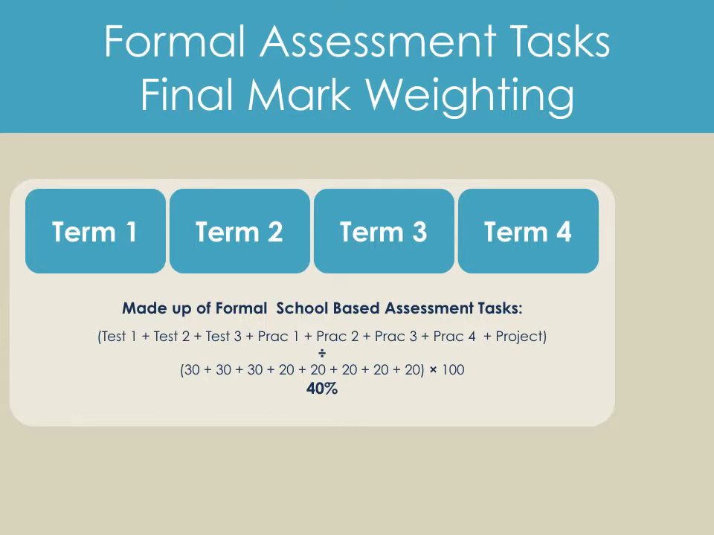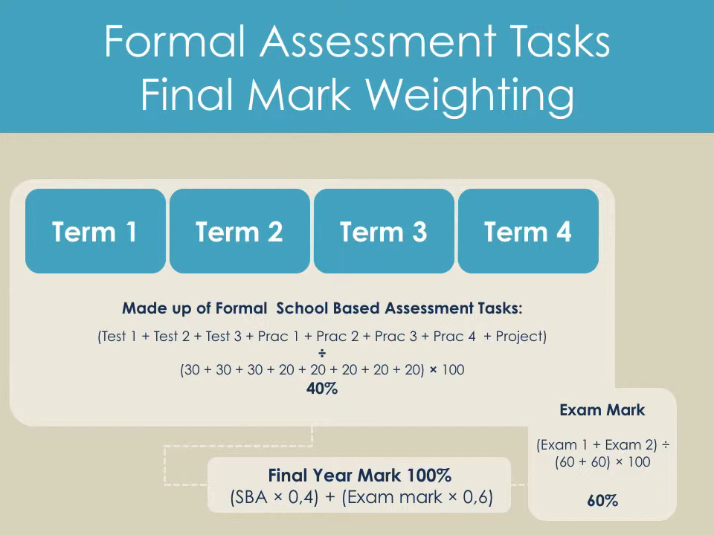To get your final assessment mark or your final term mark, you need to take into consideration the school-based assessment tasks. Now, these are done in terms 1, 2, 3, and 4. So in term 4, you're also looking at your 4th term practical task and your project. All of these together make up 40% of the final mark. The exam mark makes up 60%. Together, the 40 and the 60 make up a 100% year mark, and that, of course, is then converted into a code.